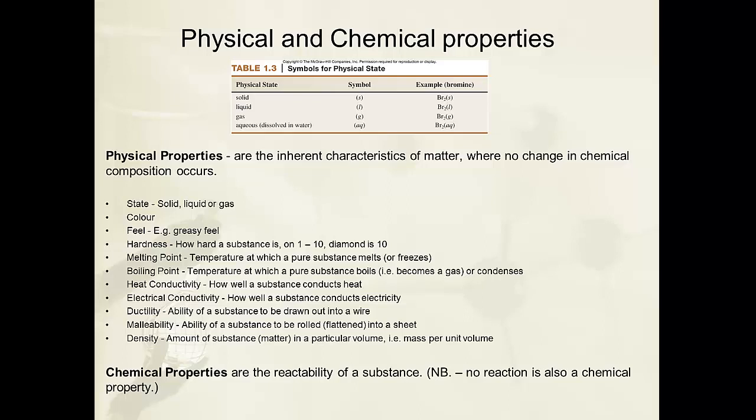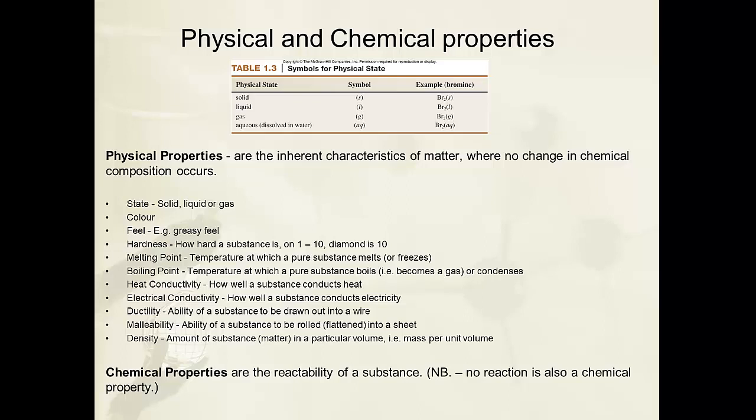Colour is a physical property. It might be related to chemical properties, but it's a physical property. Its feel is a physical property. Is it hard? Is it soft? Its melting point and boiling point are physical properties. Heat conductivity is a physical property. Electrical conductivity. Ductility, that's the ability of a substance to be drawn out into a wire. Malleability is the ability of a substance to be rolled into a sheet. Or the density, that's the amount of substance in a particular volume. We've already had a look at density today. It's, for example, grams per milliliter, so mass per unit volume.